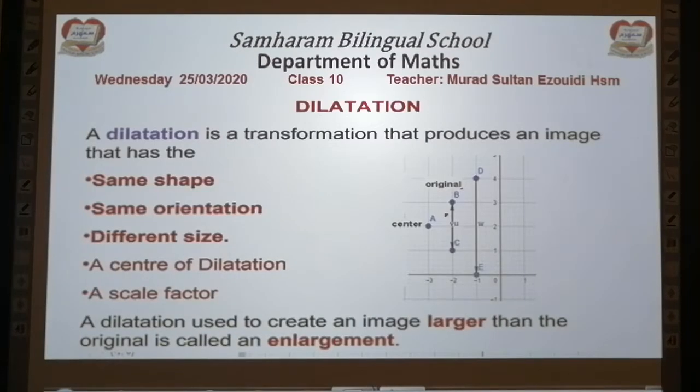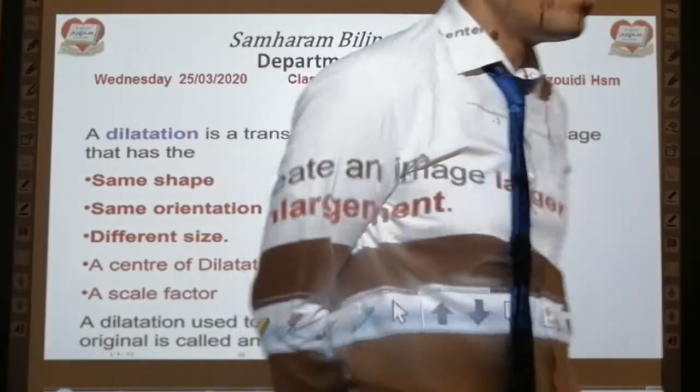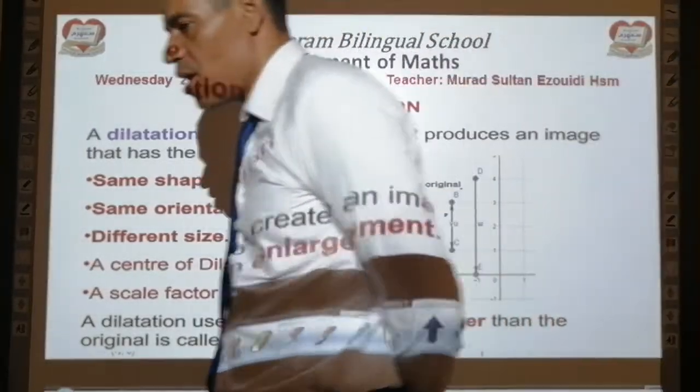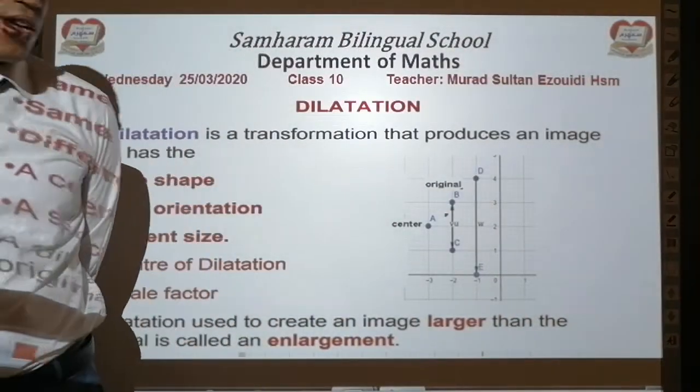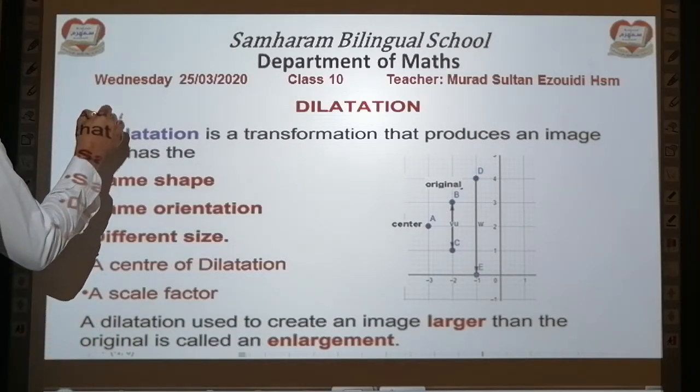Now we move to dilatation. Dilatation means enlargement. Enlargement means that you will enlarge. Let's say you try to transform shape A to shape B, but you enlarge A to B. So, enlargement.